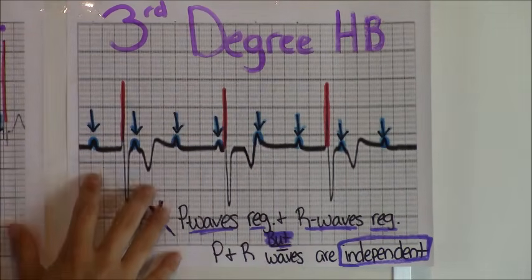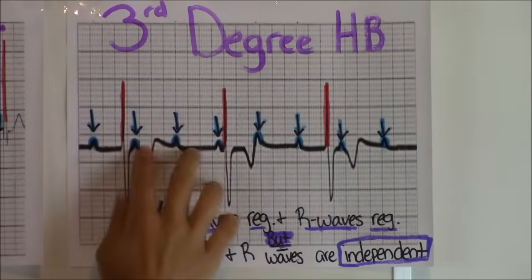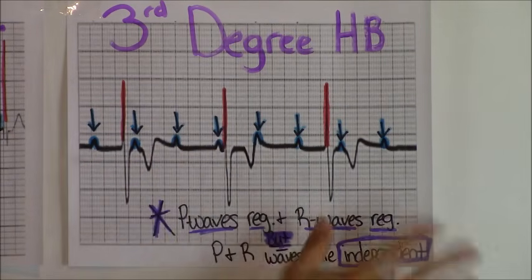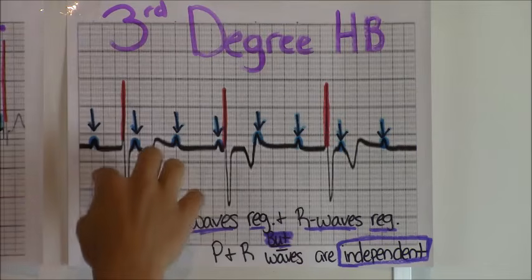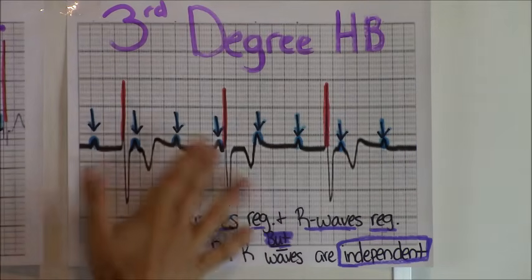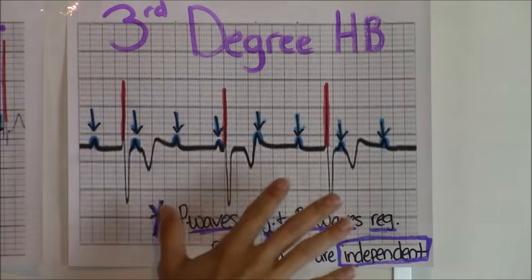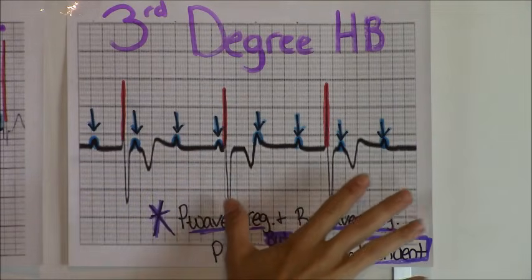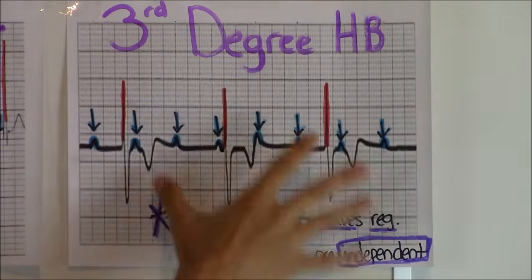So with third degree heart blocks, I'm going to say it again, your P waves are going to be nice and regular, and so are your R waves. But you're just going to have random P waves here, and then all of a sudden you're going to have a QRS complex, and they're not related like how the normal PQRS complex is supposed to be. And remember, if your patient's in this, this is bad and they need intervention.